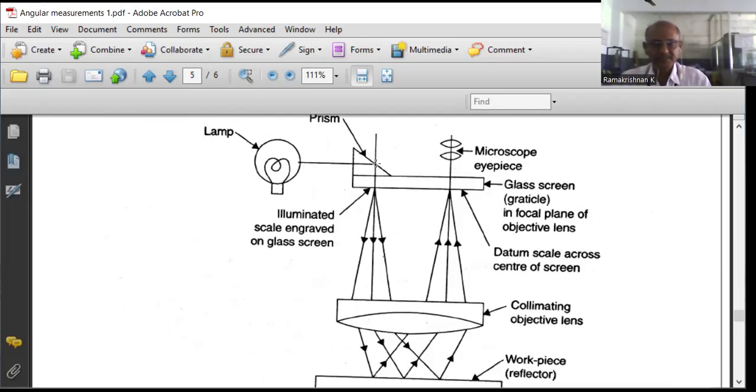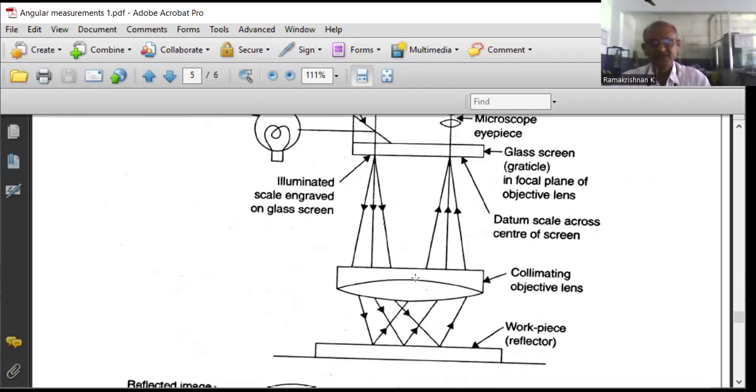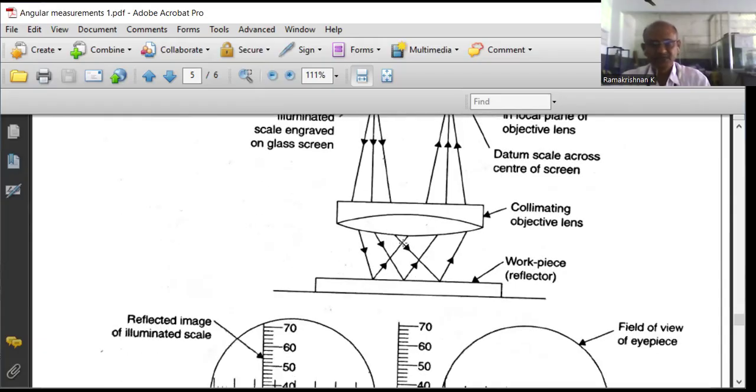There is also another scale, the datum scale, across the center of the screen. The light rays pass on the prism, and the prism reflects the light rays. They fall on the collimating lens or objective lens. From the collimating lens, the parallel rays fall on the surface of a workpiece. It can be considered as a reflector, or the surface to be measured for angular measurements.